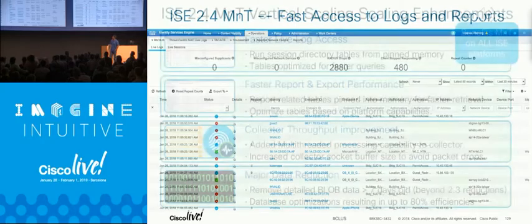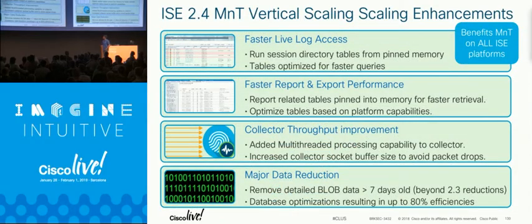Okay. A few other things I want to talk about is that with Super MNT, yes, you can get faster live log. It's very, very fast, easy to work with ISE. You can get faster reports and more export performance, so it's easy to export all the reports. And then there's a major data reduction. For example, we just removed the whole blob data from 7 days and beyond 2.3%. So it gives you a lot more disk space that you work with, and it pins a lot of stuff into the memory. That's why the performance is very, very fast.